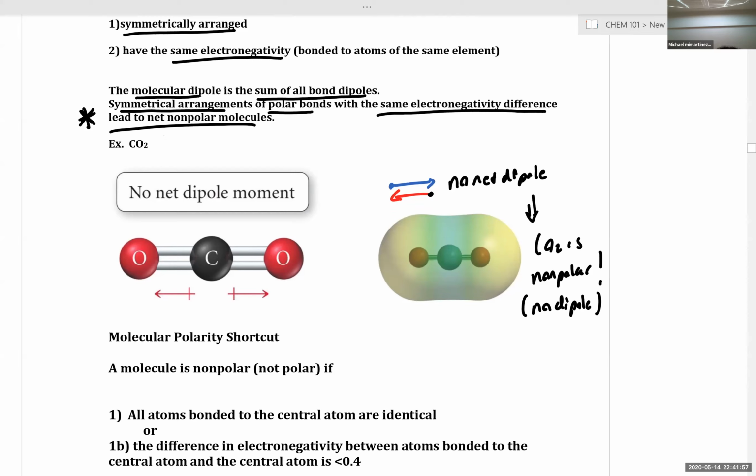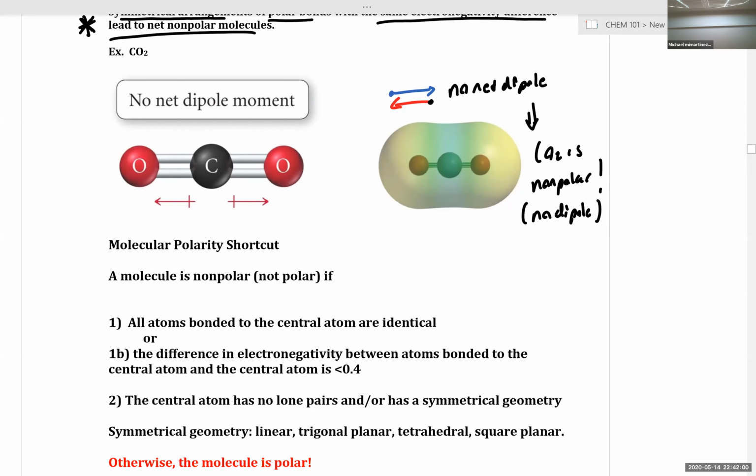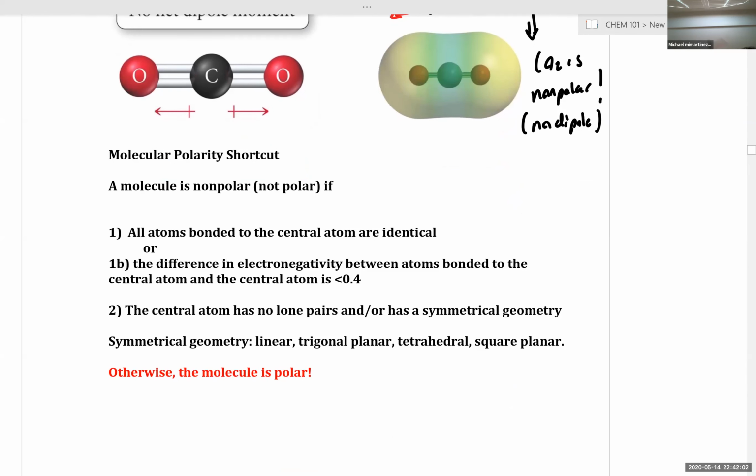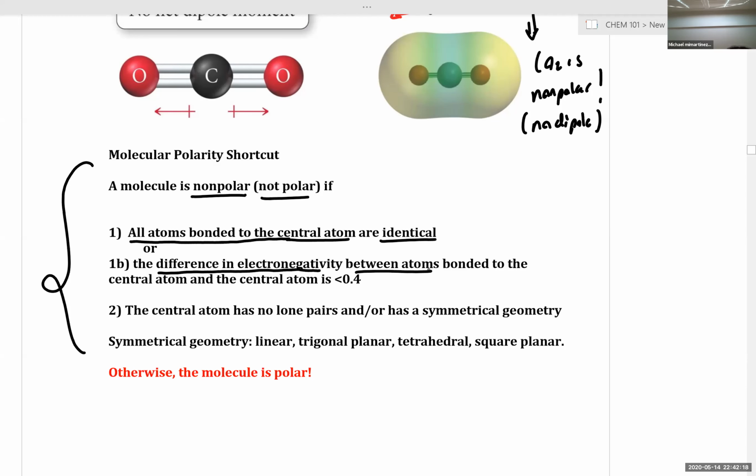Now, we can then develop a shortcut. And this is the shortcut that I use to quickly assign whether something is polar or nonpolar. So a molecule is nonpolar, not polar, if, number one, all atoms bonded to the central atom are identical, or the difference in electronegativity between atoms bonded to the central atom and the central atom is less than 0.4. This really only comes up for carbon-hydrogen bonds.